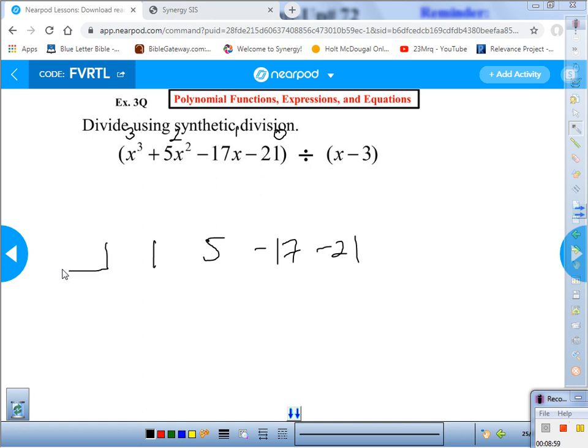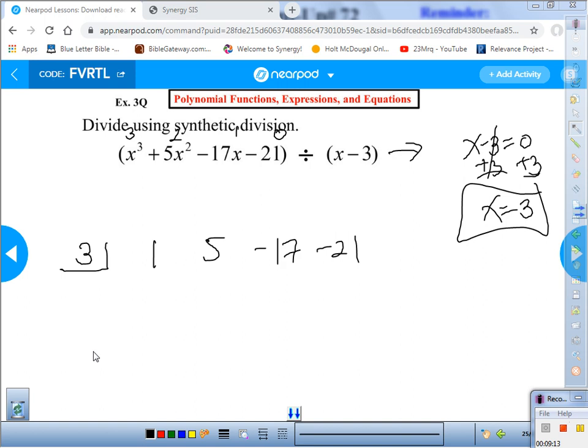And we're going to divide that by what number? Positive 3. That is correct. So basically I would write this one, x minus 3 equals 0, plus 3 plus 3. So that means I need to divide by 3. So I draw my line. Since there's no number on the first term, I bring this down here to get started.